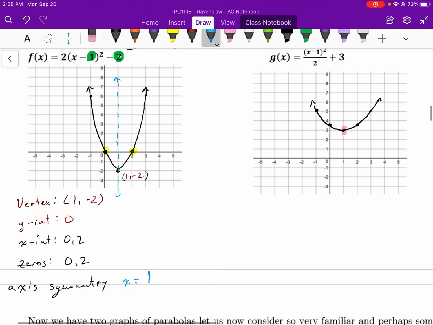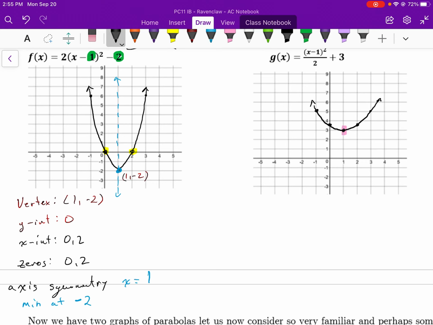Last but not least, what is the maximum or minimum? Well, I'm just going to put minimum. Minimum at -2. That is the lowest y value. What is the maximum? There is no maximum here. This graph goes up and up and up forever, so there is no defined maximum.